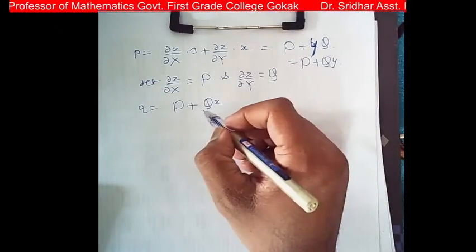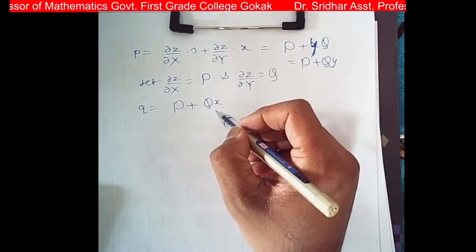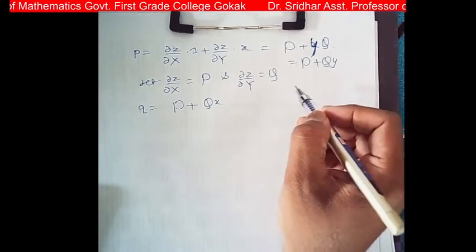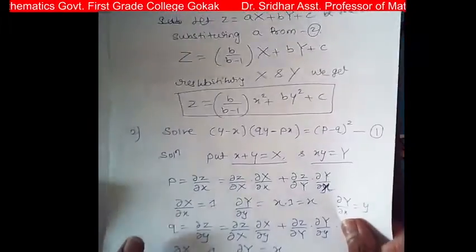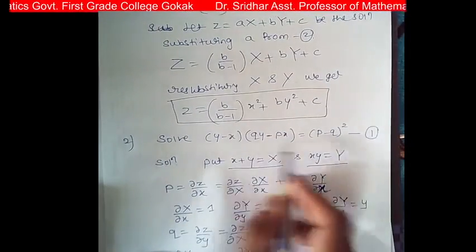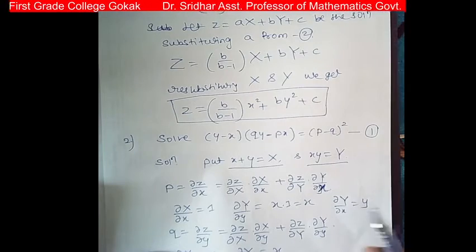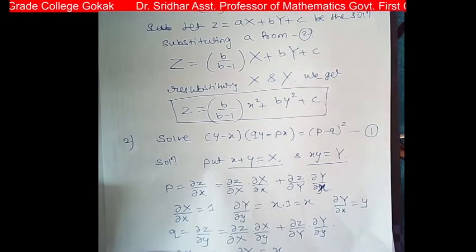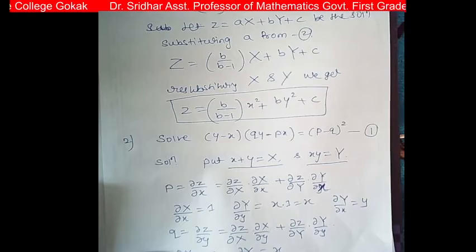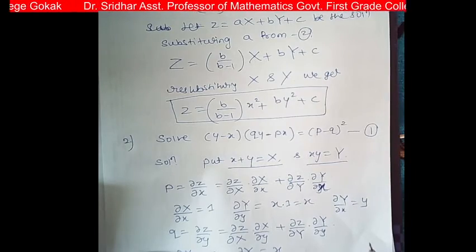Okay, now substitute all these values p and q in the given equation. In this equation, some terms will be cancelled and you will get f of P, Q is equal to 0, and then solve by the usual method. Okay, and you will get the solution.